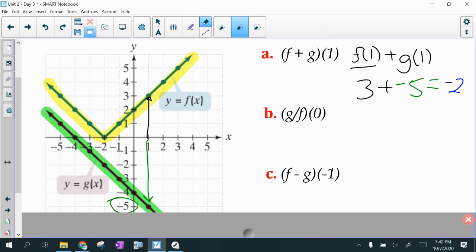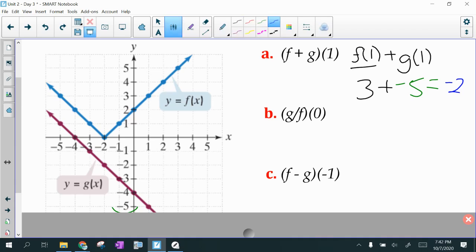Hopefully fairly easy. Let's take a look at the same idea and let's see what we can do about dealing with g divided by f. So once again, I'm going to interpret this as being g of 0 over f of 0. And once again, I need to figure out what the values are here. So let's take a look at that.